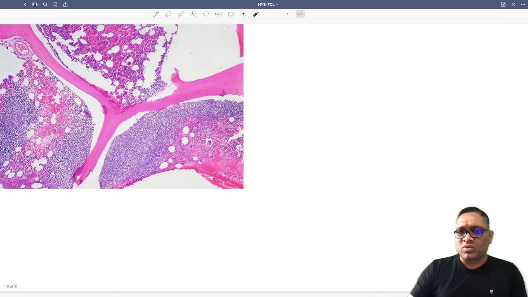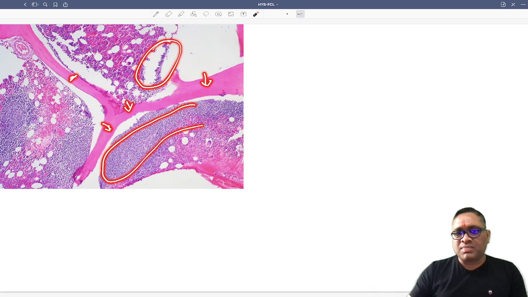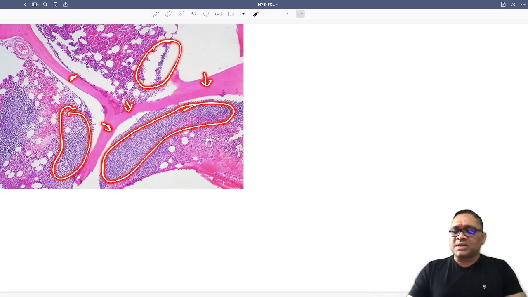And this is the bone marrow biopsy, where you can see these are the bony trabeculae, right? These are the bony trabeculae which we are seeing, and around the bony trabeculae you can see there are big lymphoid aggregates. So these are all the tumor cells. So this will be described as a paratrabecular lymphoid aggregate, because they are around the trabeculae. So these are called paratrabecular lymphoid aggregates, right?